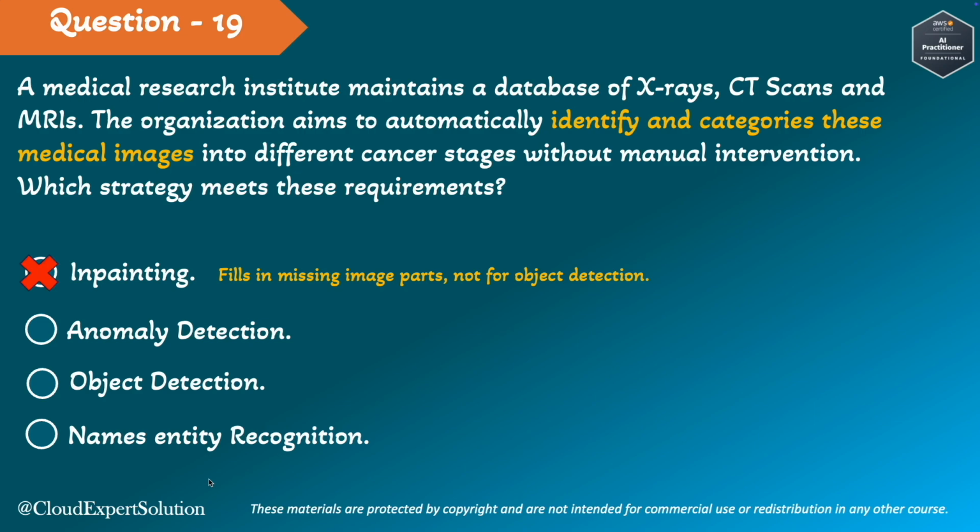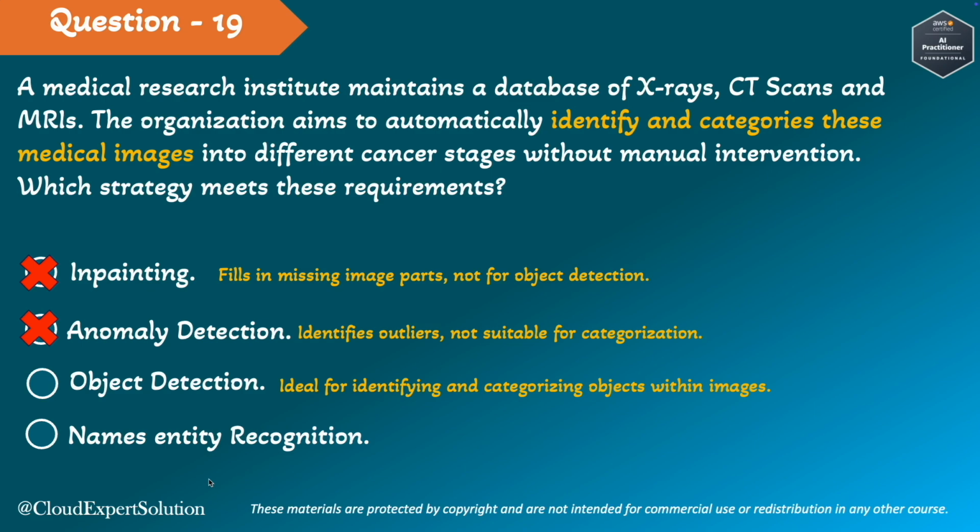Option number 2 is anomaly detection. Anomaly detection identifies outliers that is not suitable for image classification or image categorization. That is why anomaly detection is also not the correct option. Option number 3 is object detection. Object detection is specifically designed to identify and categorize objects within images that make it ideal for recognizing and categorizing cancers in different stages or cancer cell in these images. Hence, object detection is the correct answer.